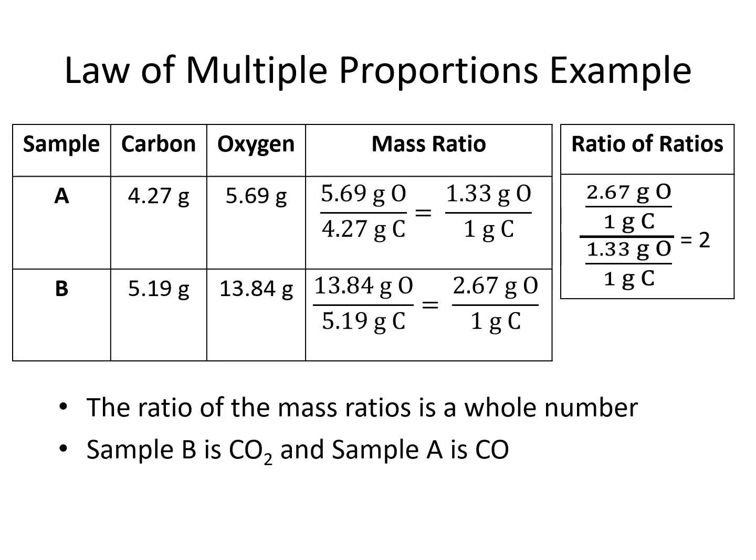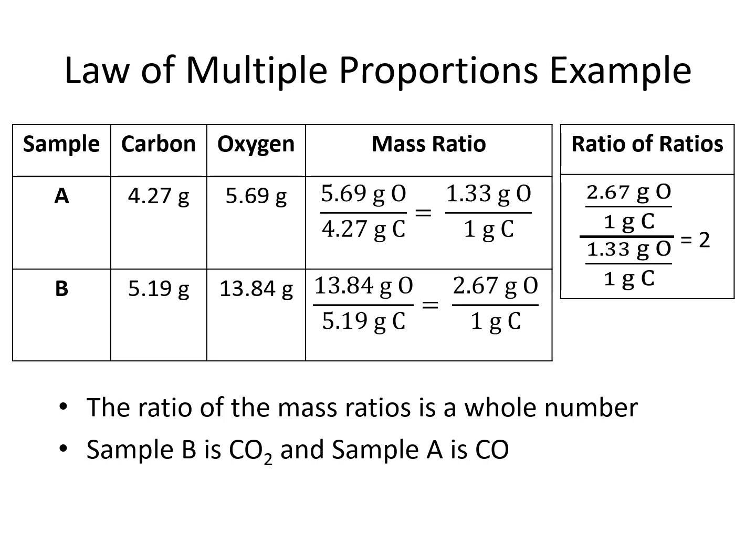This example shows you how you would do the calculations to show that these 2 samples follow the law of multiple proportions. In both samples, we divide the mass of oxygen by the mass of carbon to get the oxygen to carbon mass ratio. For sample A, we get 1.33 to 1, and for sample B, we get 2.67 to 1. Since these are different mass ratios, they must be different compounds. They are related, though, because they both contain only carbon and oxygen.